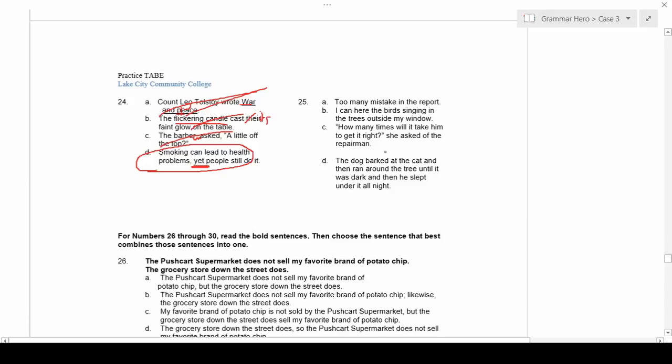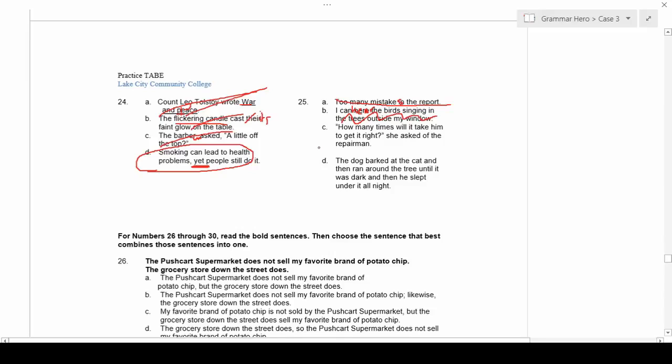25. Too many mistake in the report. Too many mistakes. Again, this would have to be plural. I can hear, spelled incorrectly, H-E-A-R. That's how you spell hear. How many times will it take him to get it right? She asked of the repairman.